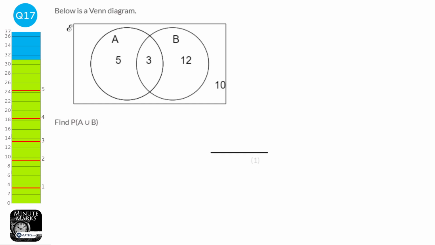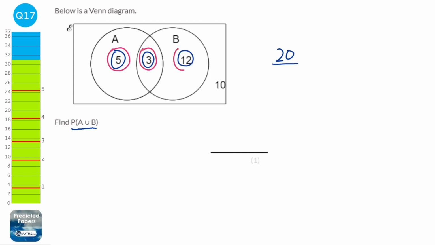So this says find the probability of A or B. Now A or B means it can be in A, it can be in B, or it can be in both. So we add the 5, the 3 and the 12 together, and that gives us 20, and put that over the total amount. So that is these 3 added together, which is 20, plus the one outside here, which is 30. 20 over 30 is the same as 2 over 3.